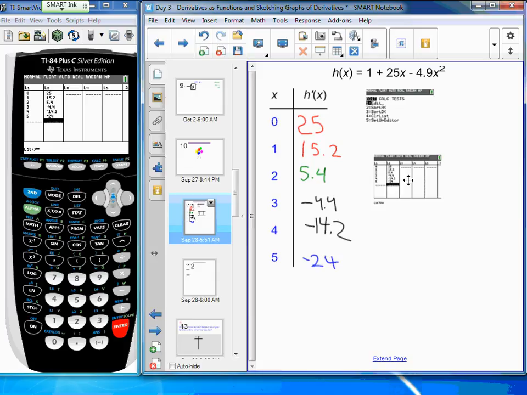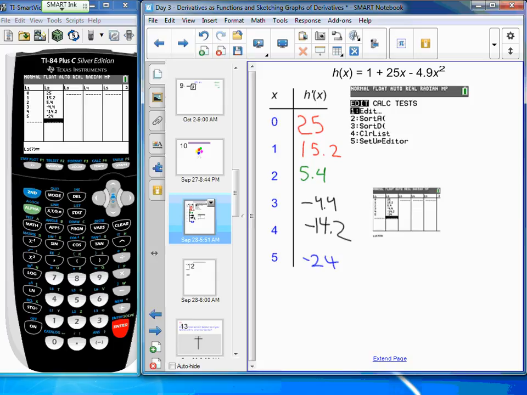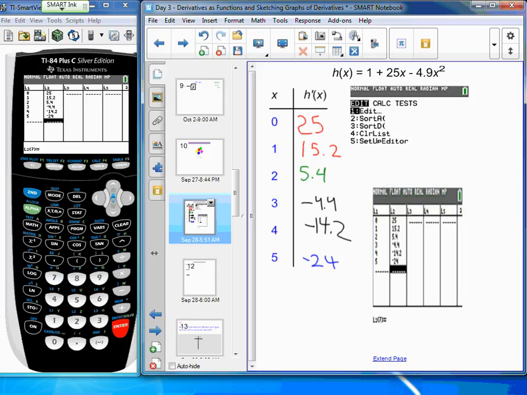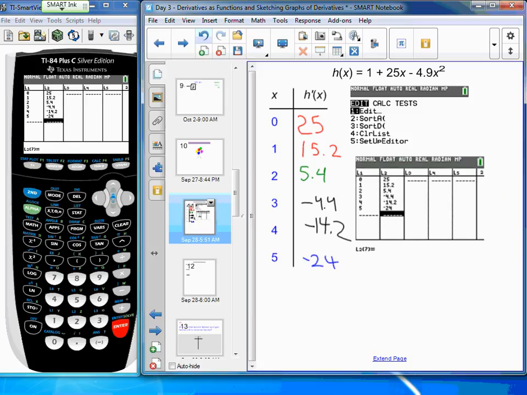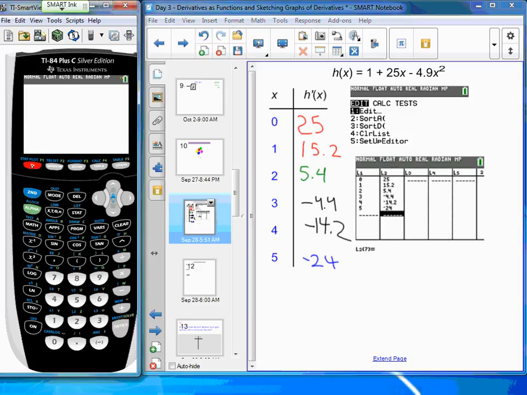So we've got our stat edit. We've got our class data in list 1, comma list 2. And let's go ahead and do our stat plots. So we can go to second y equals, and we want to pair list 1 as my independent with list 2 as my dependent. So I'm going to do that first one, plot 1. I'm going to turn it on. Alternately, you can just toggle above.